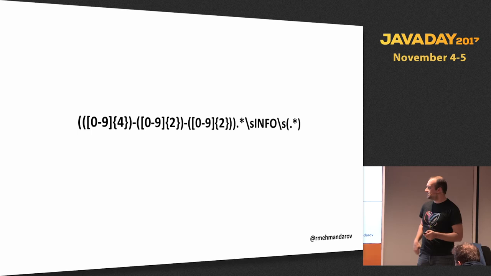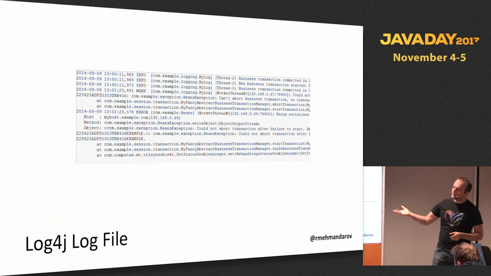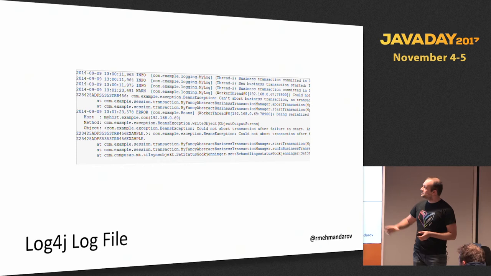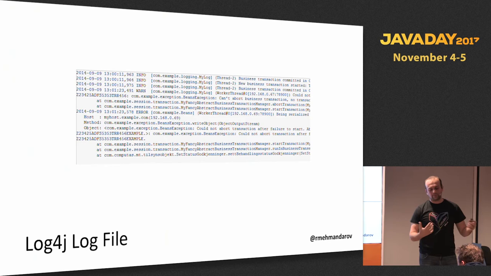To show some examples to match something, I took a real-life log4j example from a system. I changed some class names to make it not obvious where it was taken from, because it was from one of the systems. And I changed some IP addresses and stuff, but it looks kind of like this, and we're going to use it to match our stuff to see how things work, right?